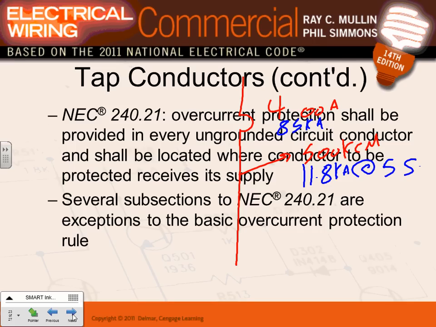So the conductor can handle 11.8. This will trip at 1/20th of a second. Am I protected? My circuit breaker will trip at 1/20th of a second. My conductor can handle up to five seconds. So my conductor is protected in this case.